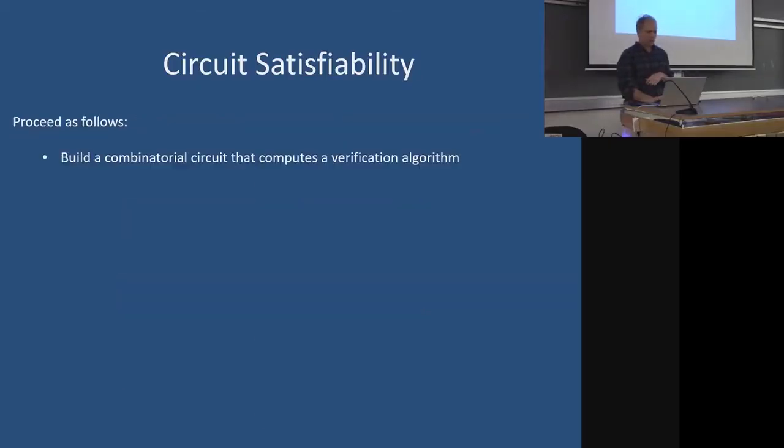All right, so here's the idea. You have a verification algorithm. Remember, every problem from NP has a polynomial time verification algorithm. So what we do is we build a combinatorial circuit that computes that verification algorithm. The inputs to the verification algorithm come in at the top, and out the bottom is a single bit that says yes or no. The verification algorithm verified or did not verify. So we build that combinatorial circuit.